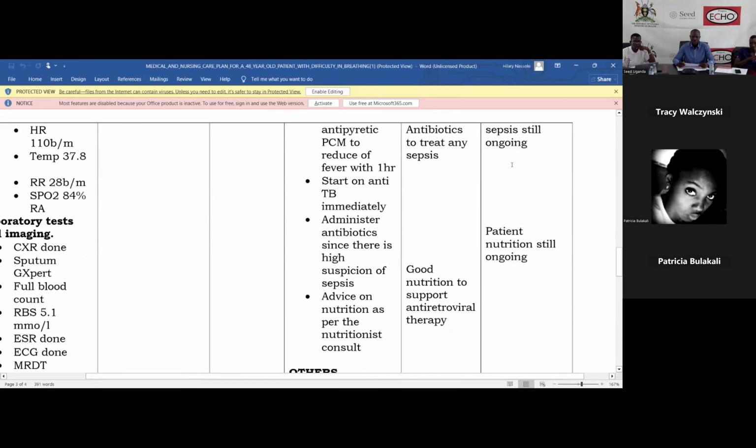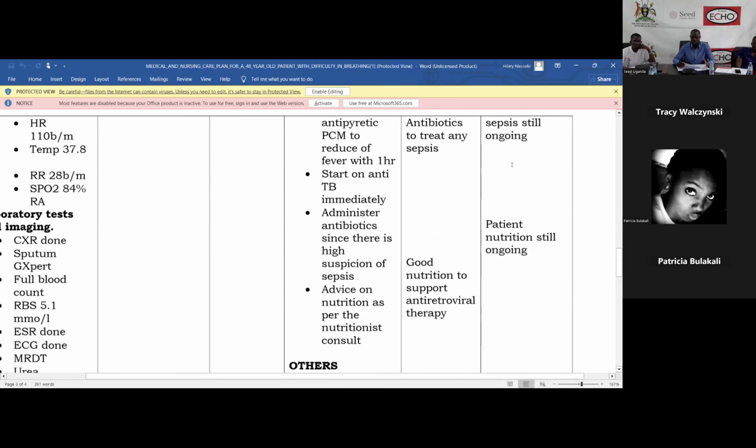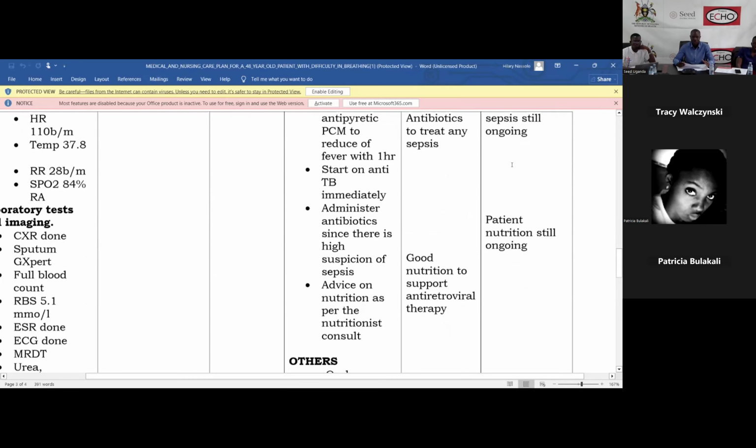Start on anti-TBs immediately, and for anti-TBs we make sure we give them on DOT. The nurses and the midwives will give these drugs as we are seeing. Don't give the patient the medicine and say, you take. No, it is a way to give on DOT.